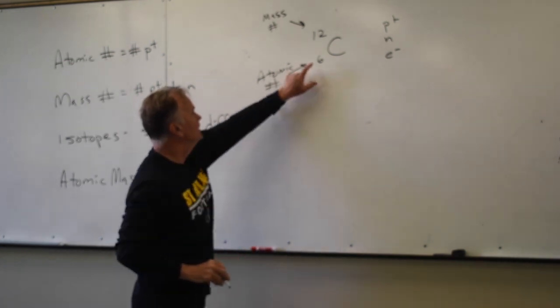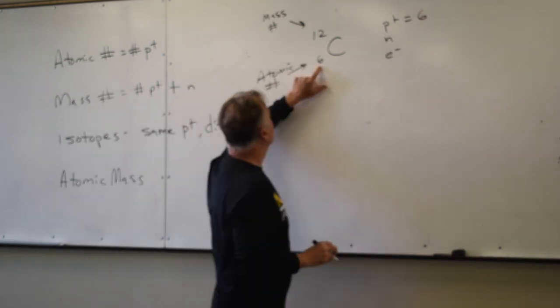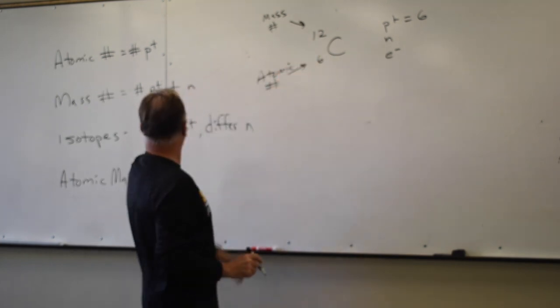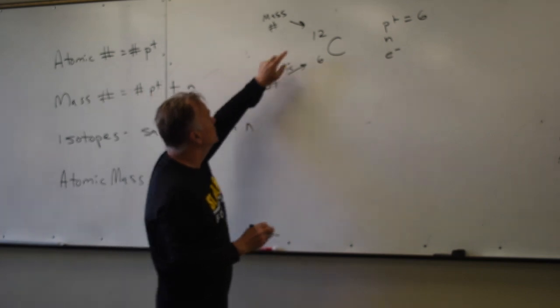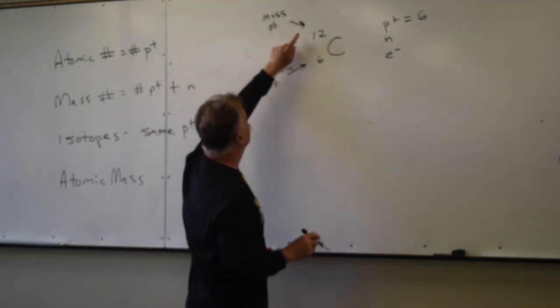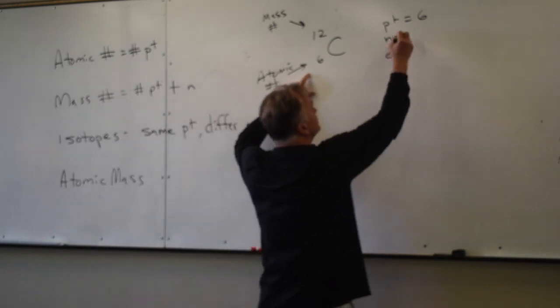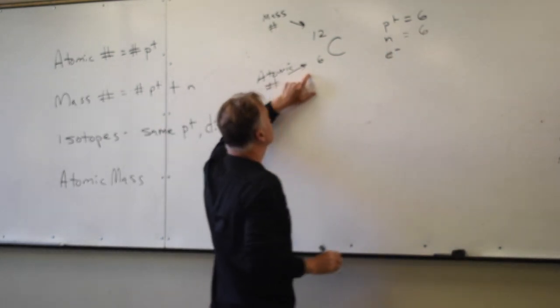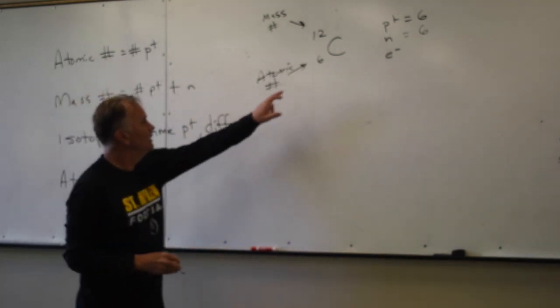The atomic number is down here. That's the number of protons, so that would be 6. Mass number here, remember, is protons plus neutrons. So if you have 12 for the mass number and atomic number 6, it would also have 6 neutrons. 6 plus 6 is 12.